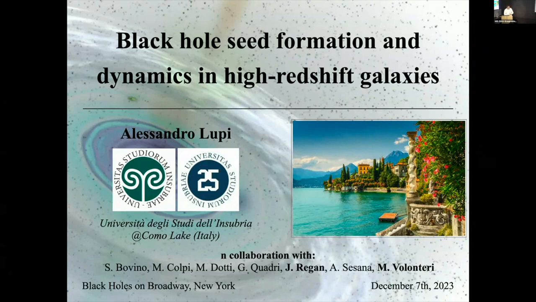I'm Alessandro Lupi. I'm an assistant professor at the University of Insubria in Como. You can see a beautiful image of Lake Como in Italy. And today I'm going to talk about seed formation and dynamics in high-redshift galaxies. And then at the end, I will say something more about Super Eddington. And this work I've done in collaboration with people you see here. I don't know why the I is missing there.